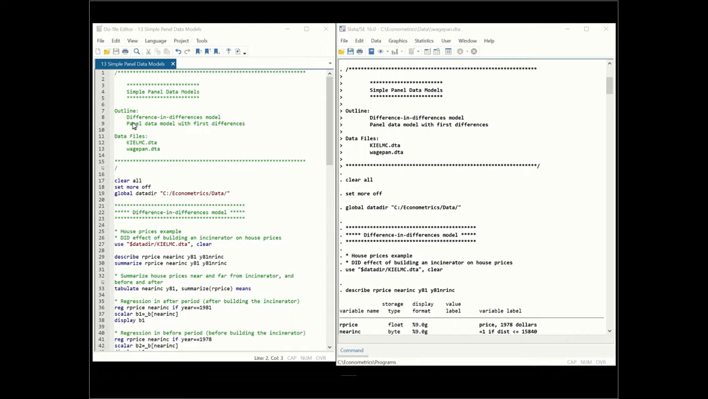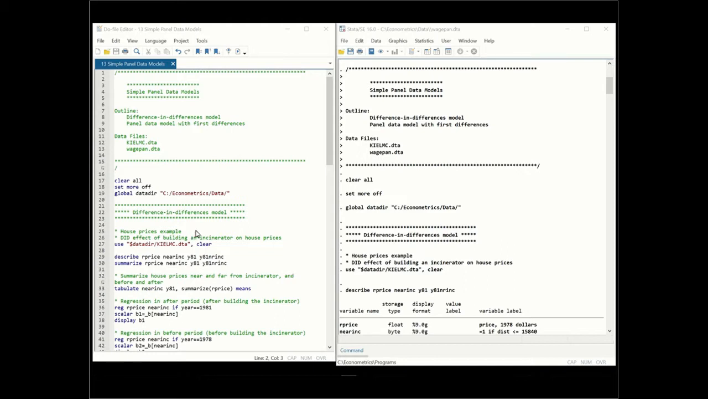So the outline of today's presentation would be to cover difference in differences models and then talk about panel data models with first differences. So here would be the difference in differences model. And for this model, we would have an example of house prices.